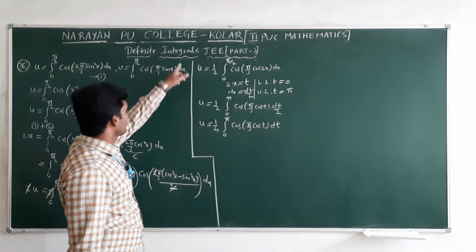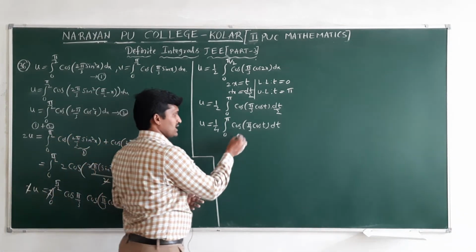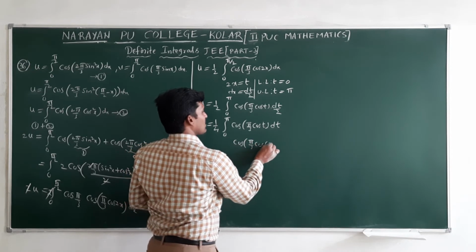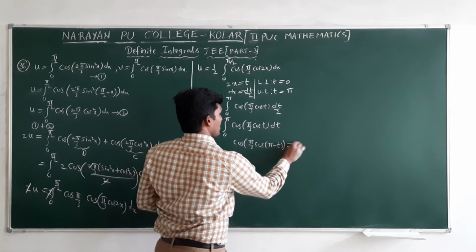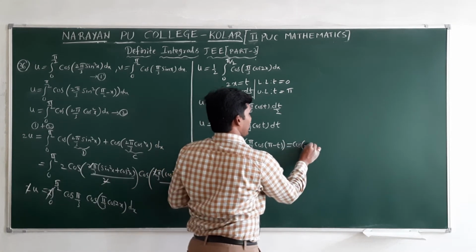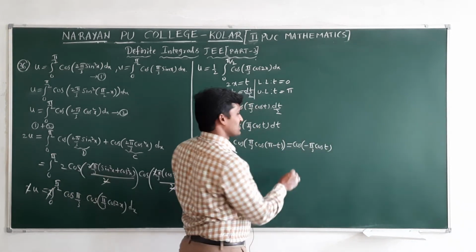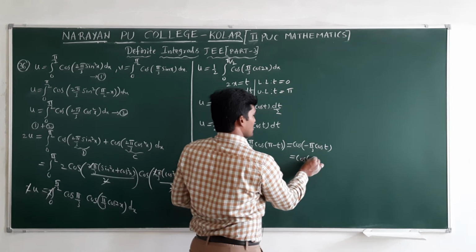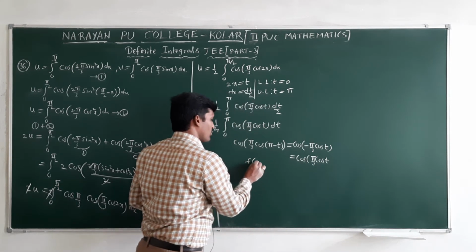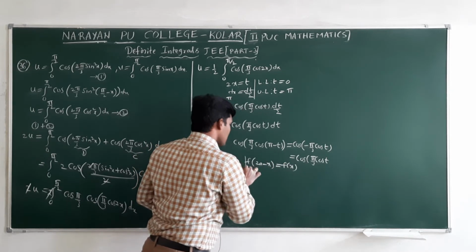But it's not exactly the same. We need it in terms of sin, with limits 0 to pi by 2 required. I'll apply the property here. Cos of pi by 3 cos of pi minus t. Cos of pi minus theta is minus cos theta only, that is minus pi by 3 cos t. But cos of minus theta is cos theta. That's why this will give cos of pi by 3 cos t only. This property is clearly satisfied. What? f of 2a minus x equal to f of x, the condition is satisfied.